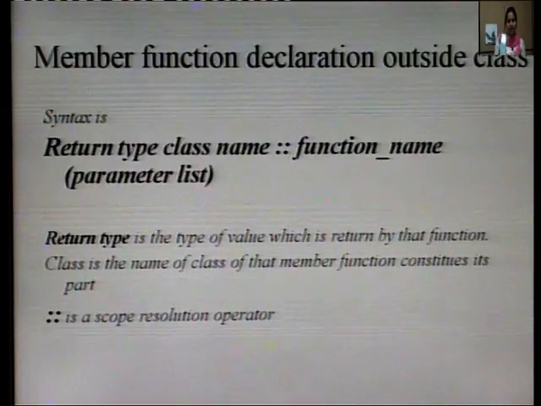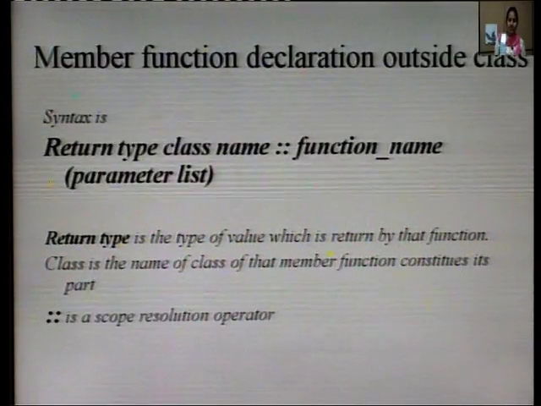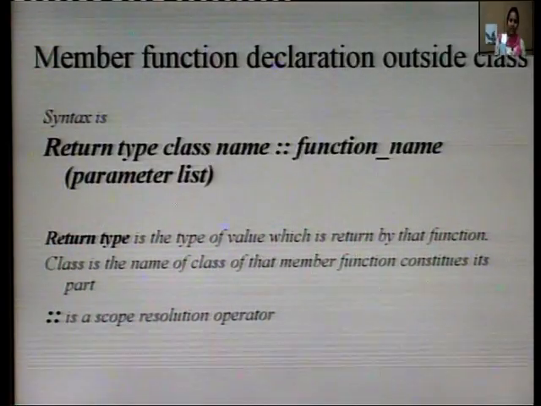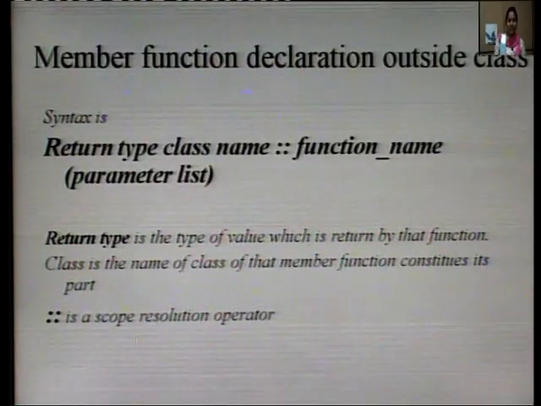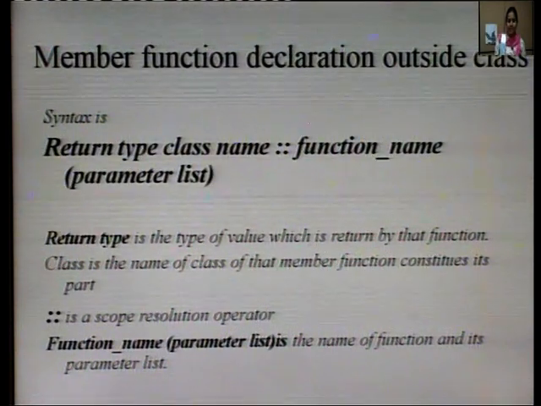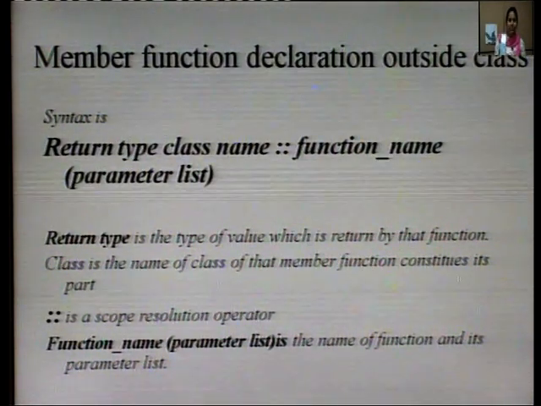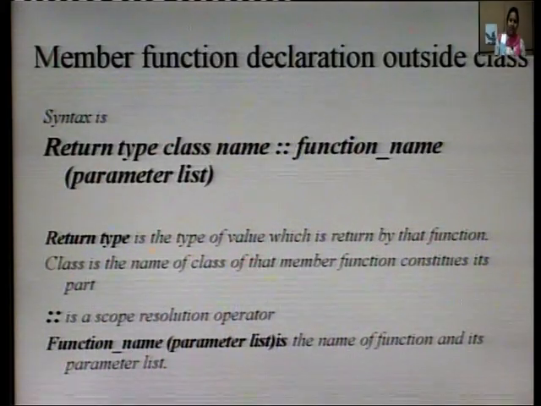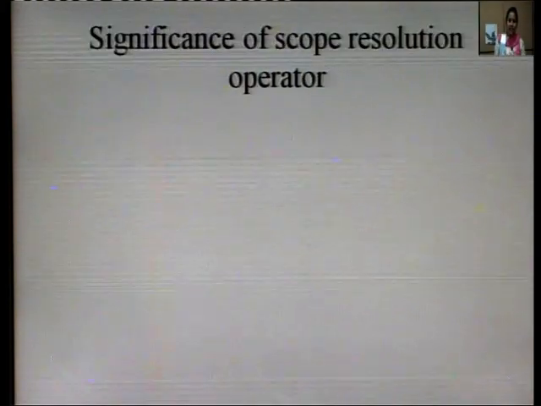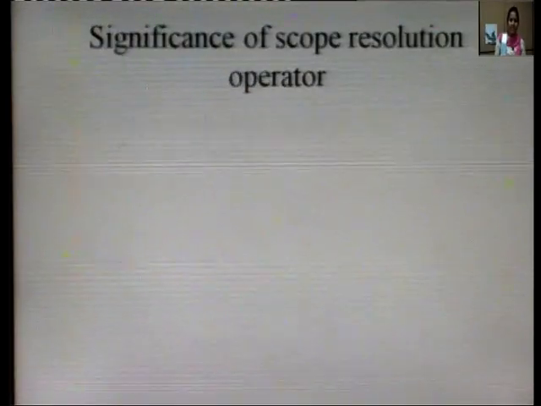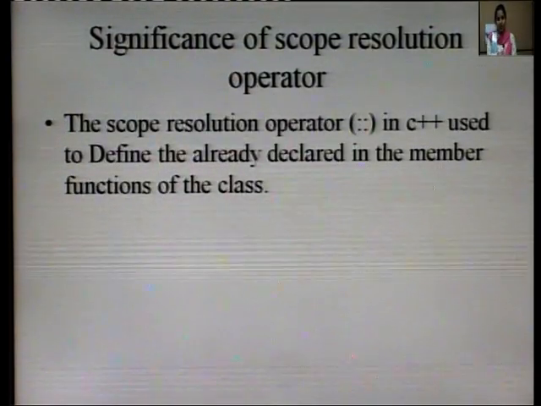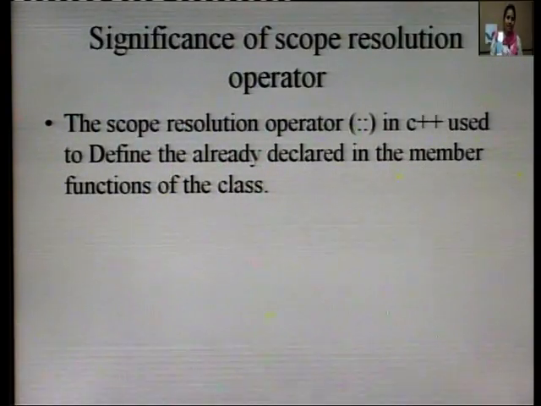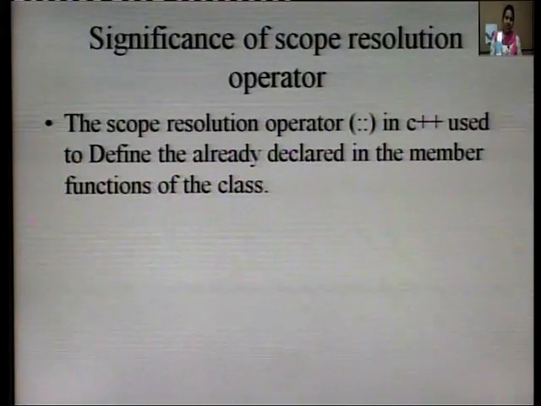The scope resolution operator is basically used to indicate to the compiler that we are going to define a function which belongs to a particular class. Then the function name and parameter list is the name of the function, the same name which is declared in the class, and whatever parameters we are going to pass are described here. So the significance of the scope resolution operator: the scope resolution operator in C++ is used to define an already declared member function of the class.